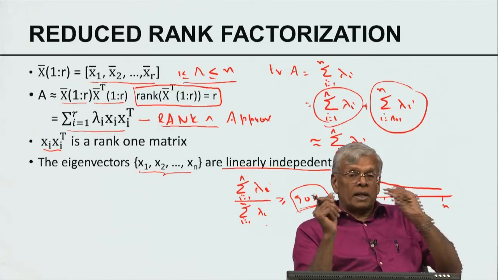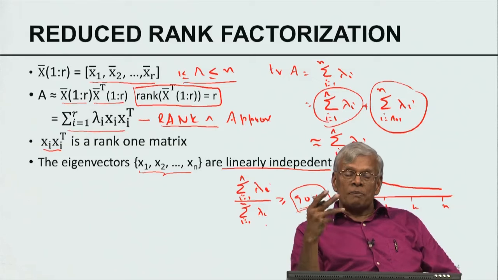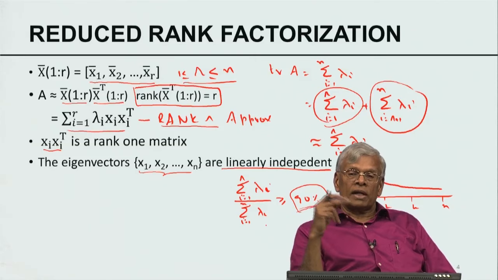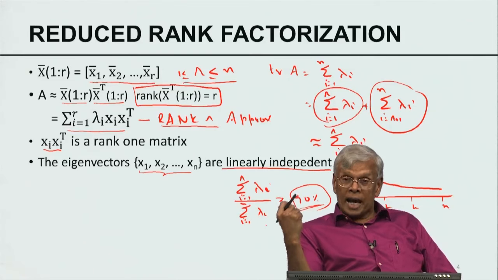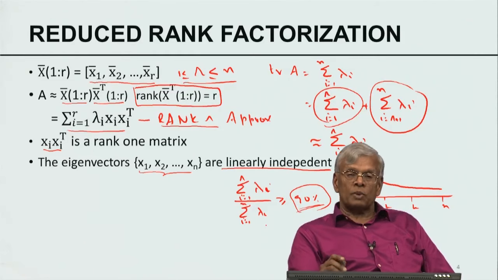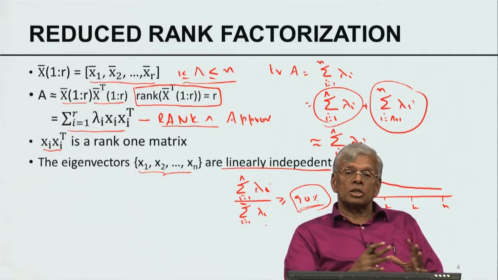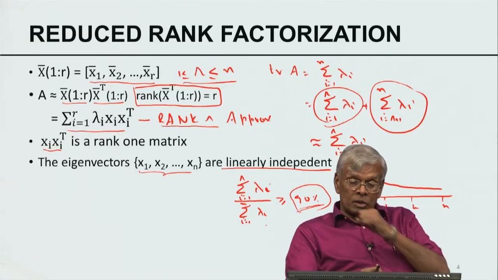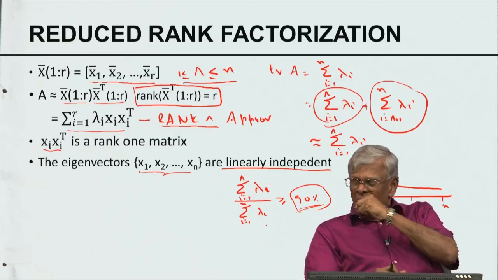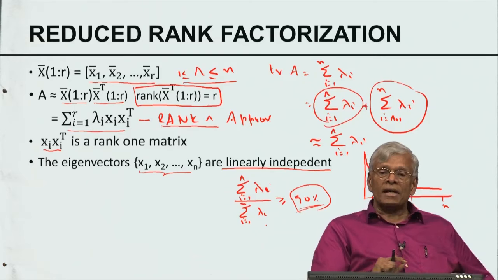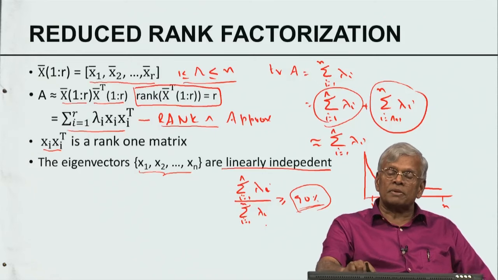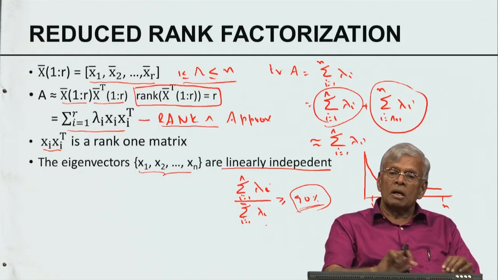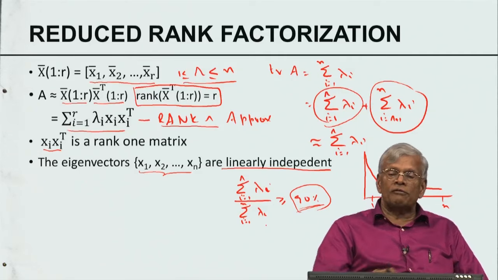So if I can explain 90% of the variance, or 95% of the variance, the r will vary between 90, 95 or 99. That is something you start with: the level of approximation you are willing to accept. Given that, you decide the percentage you are comfortable with. Based on that, I can fix the value of r.